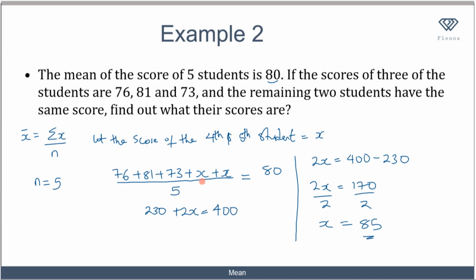So the score of the fourth and fifth student is 85, and to check it, you can try to find the mean using 85 as the score of the fourth and fifth student. If you are correct, you should get 80. So that is just a way to verify our results.